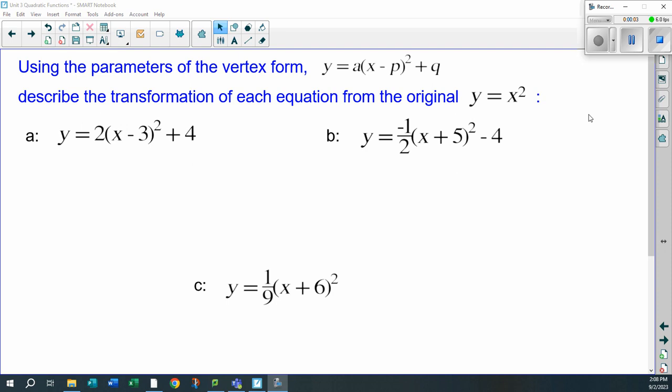Are you ready? Here we go. Do you remember this guy here? That's our vertex form. What does that vertex form mean? That vertex form means that you're going to change this original graph somehow.